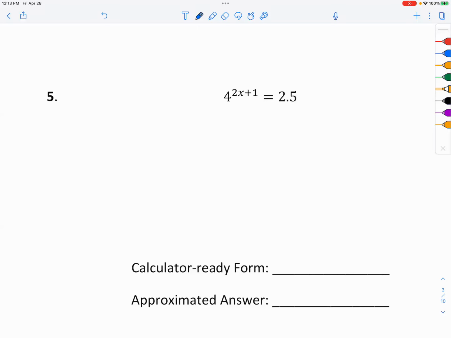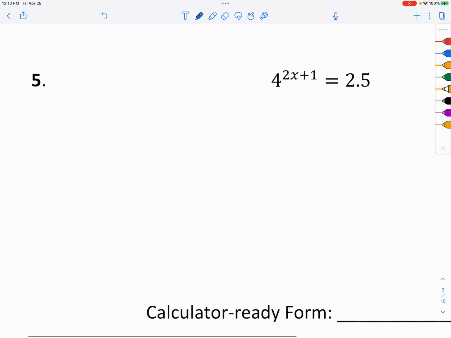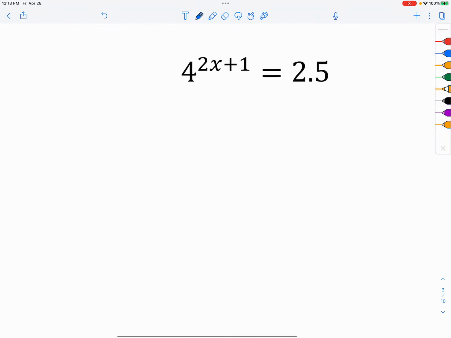For number 5, we actually did something like this in the last few days of the previous topic. We just didn't use a calculator. So let's go ahead and do this one more time and get x by itself. Okay, how do we get x by itself? Well, we need to get rid of all these things.